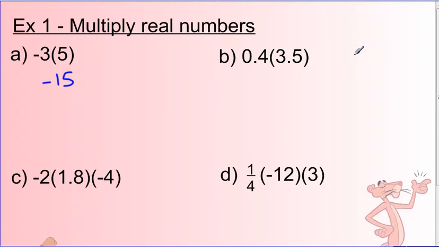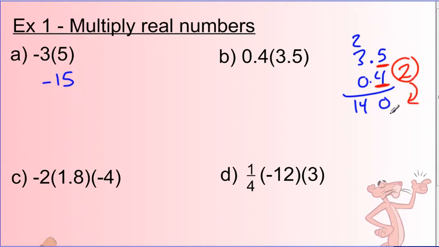0.4 times by 3.5. So the way you do that is I set the longer number up top. You do not have to line up decimals. That is not important when multiplying. 4 times 5 is 20, carry the 2. 4 times 3 is 12, 13, 14. Now, with decimals, you count the number of decimal places in the problem. So there's one number after the decimal, two numbers after the decimal. It has to be the same in the answer. One number, two numbers, so the decimal goes there. 1.4. And the signs are the same, so it's a positive 1.4.